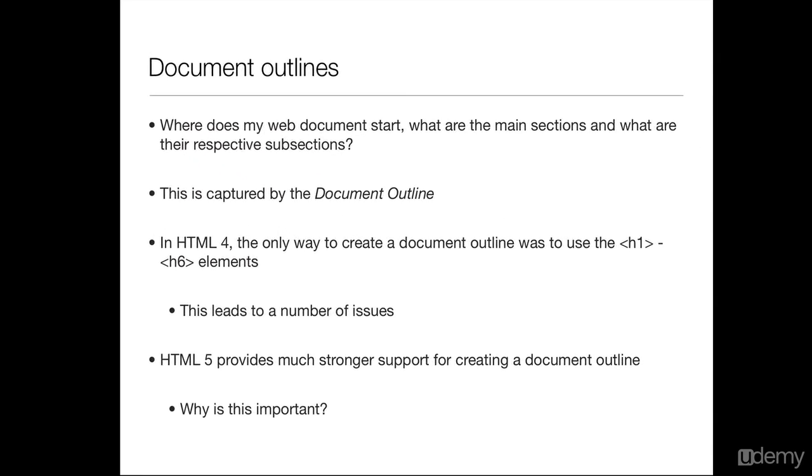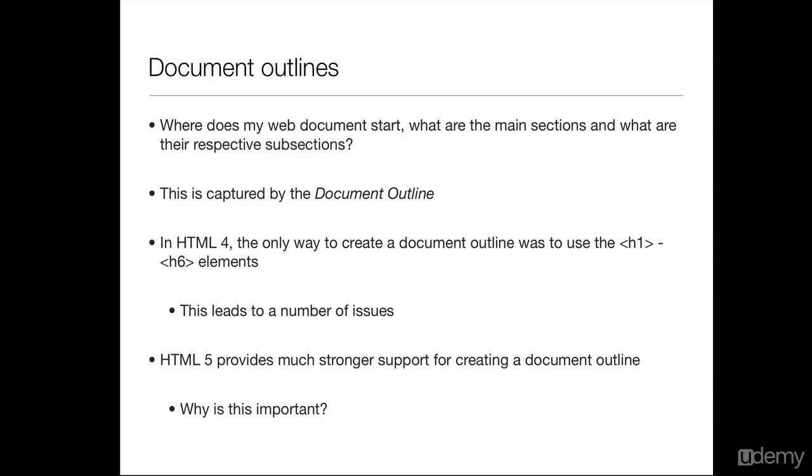So what are document outlines? They're quite simple in a sense. They're a slightly higher level of abstraction of the document object model which we saw earlier on. It's capturing where the document starts, what are the main sections, and what are their respective subsections. So one produces something which is very much like a document tree, but pulling out the key sections.